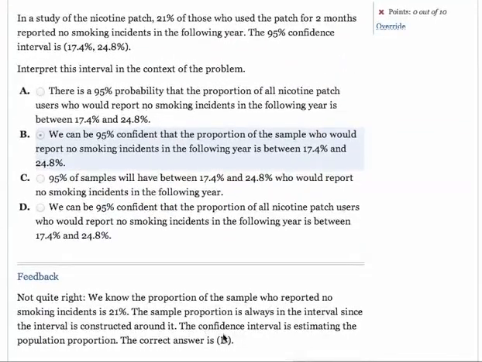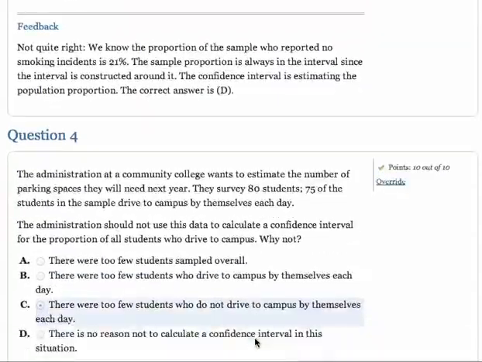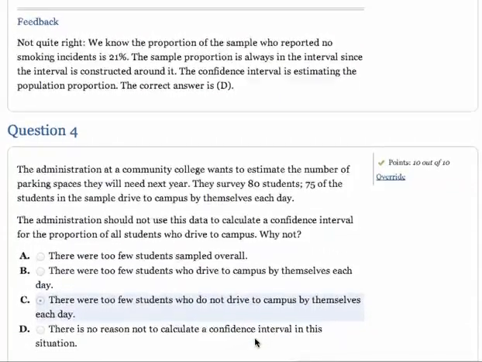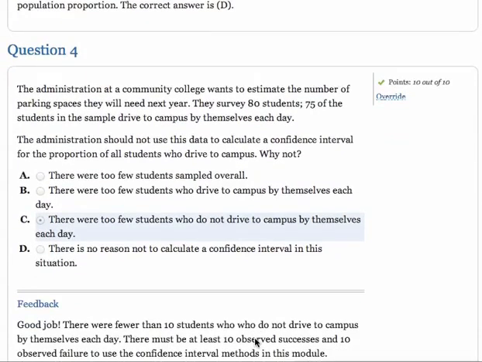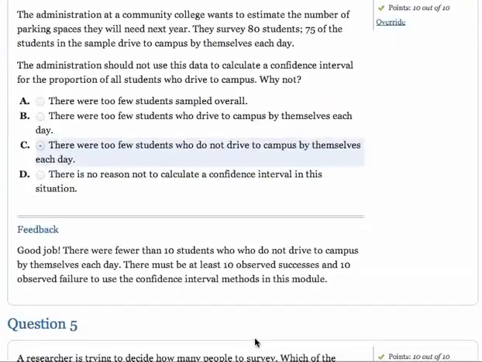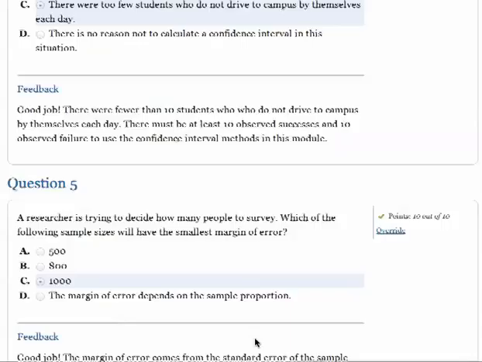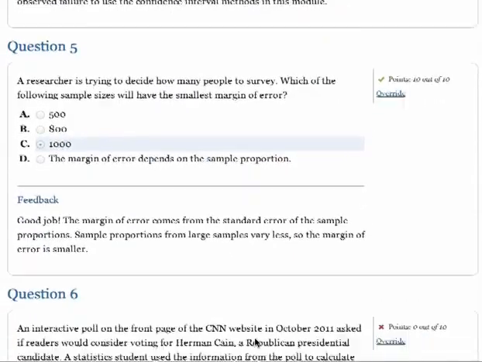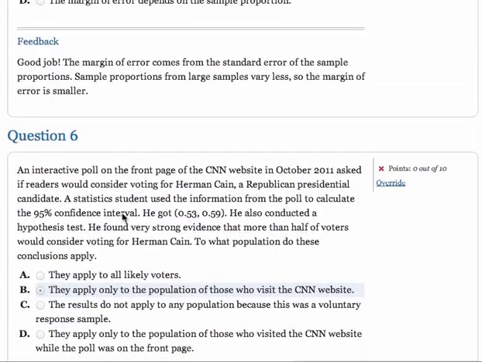Okay, and you can see the feedback here. The nice thing about this video is you can pause it whenever you want. Number 4, you did correctly. You knew to check the normality requirements. Very good. Number 5, you also got correctly. You know that increasing the sample size will make the margin of error smaller, so you picked the biggest number there. Good.